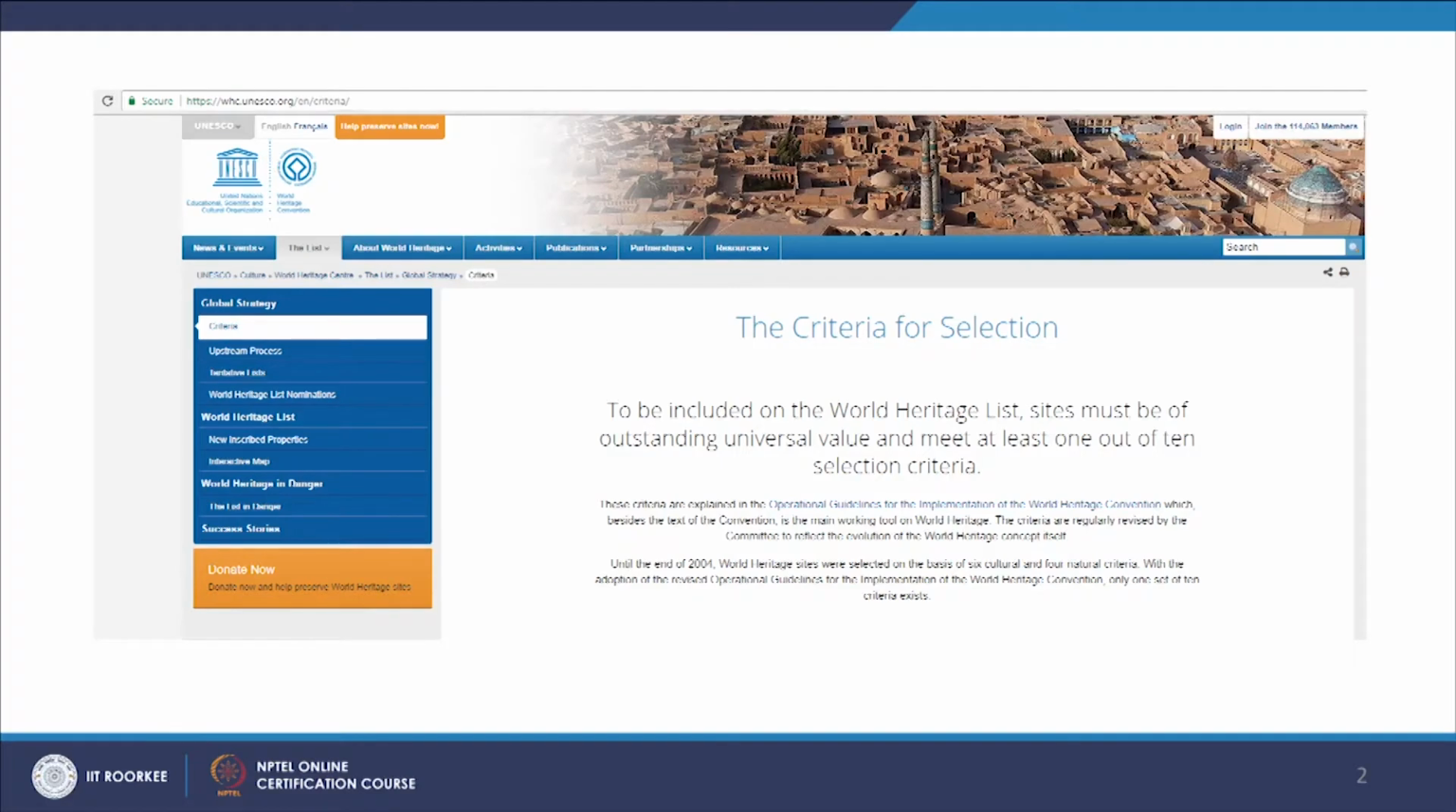So, in continuation of the previous lecture on the conservation issues and challenges, we briefly introduced the criteria for selection of the World Heritage List and how they have to meet the requirements of outstanding universal value. There is a list of 10 criteria, and a site has to meet at least 1 out of 10. Some of these we have already discussed in our previous class.